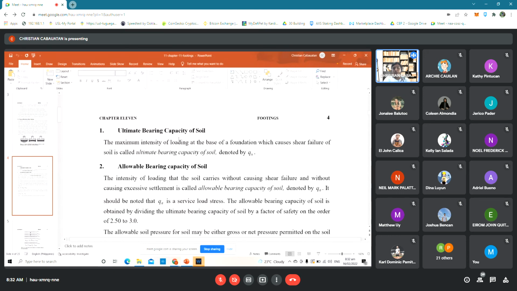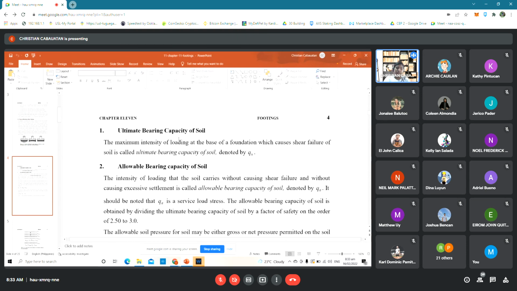The allowable bearing capacity of soil is obtained by dividing the ultimate bearing capacity, the QU, by a factor of safety, or Fs. Therefore, the ultimate bearing capacity in relation to the factor of safety, if the factor of safety is given, QU is equal to QA times Fs. Mostly the factor of safety given ranges from 2.5 to 3. There is no unit for this factor of safety.